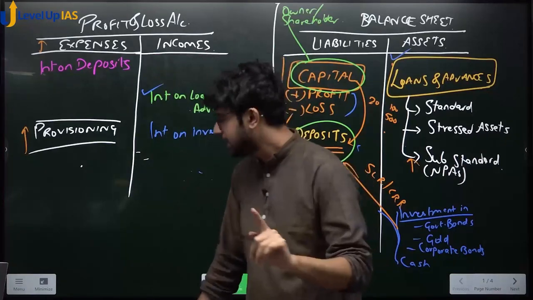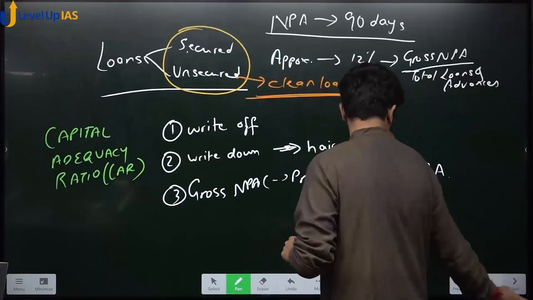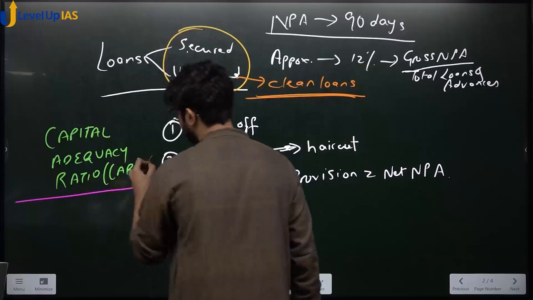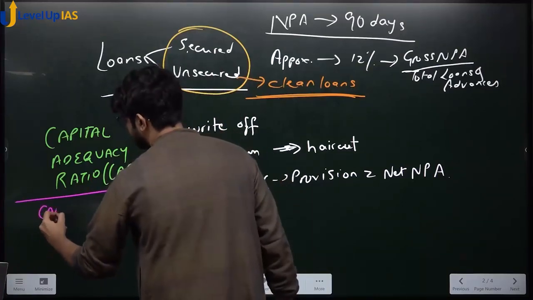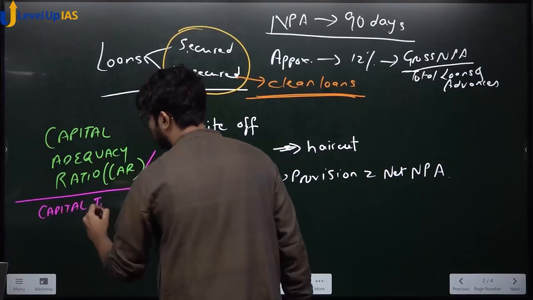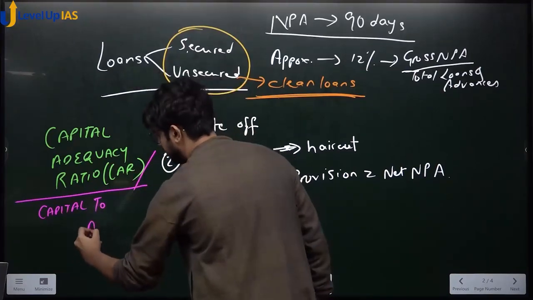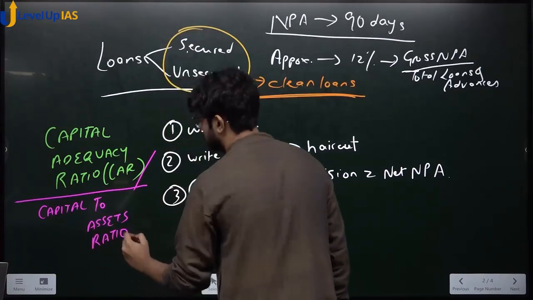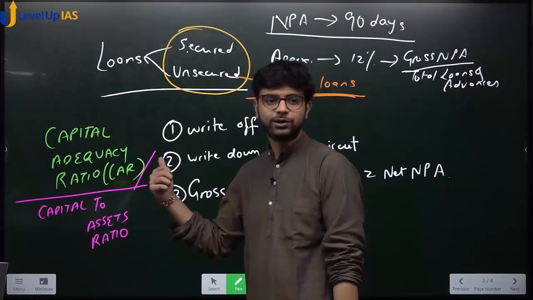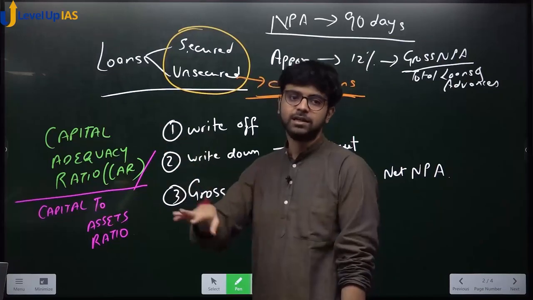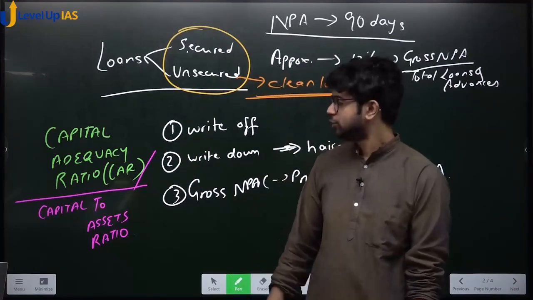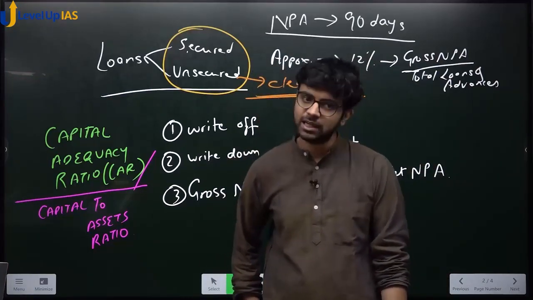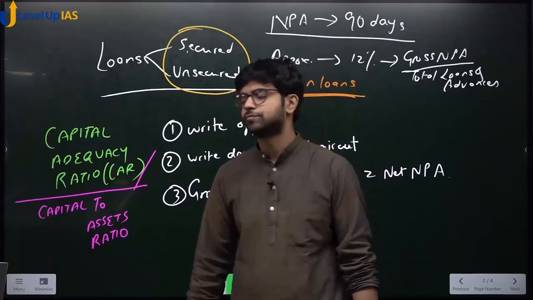Okay? There is one more sophisticated name for this. Pay attention here. It is the same thing. It is, see this, capital to assets ratio. Do you understand this? Capital to assets ratio. Assets means what? Your loans and advances. Uske hisab se. So what is the numerator? What is the denominator here in this ratio? It's the same ratio. Capital is the numerator. Loans and advances is the denominator. Theek hai? They are known as assets because assets hai.